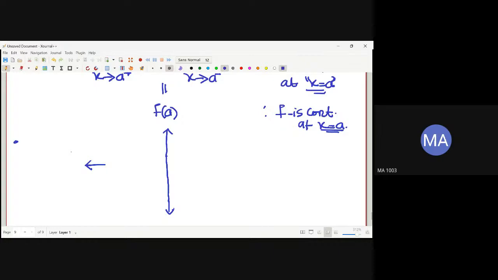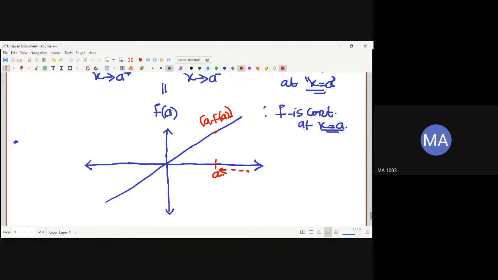So if I take a straight line, let's say y equals x. As you can see, if I pick a point, let's say this is my a, and this is my point a comma f of a. When I'm coming to this a from the right hand side, the value of the function is coming towards f of a.